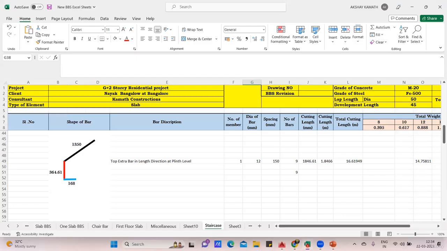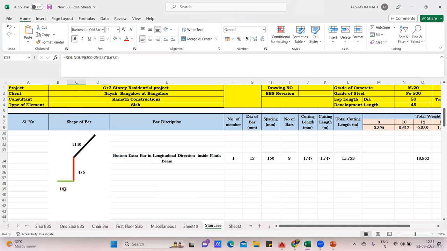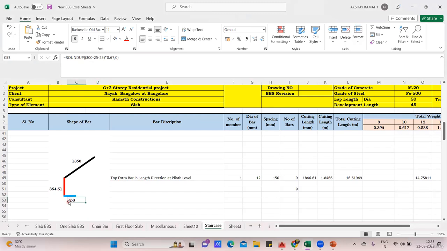Finish. I'll go back to the Excel sheet now. In the Excel sheet, I've done it. This is 1350. This is 364. Manually I had done it. Same thing I've written: 500 minus 85.39 minus bottom cover minus top cover, so it comes out to be 364. And this is 168, because previously we got 168 for this bar. Here also it is the same thing. What you do is 300 minus 25, and whatever answer you get, you take 67% of that and round it up. So you get 168.